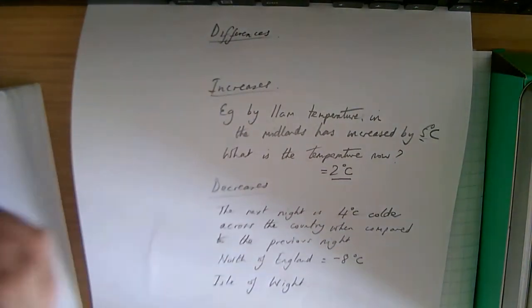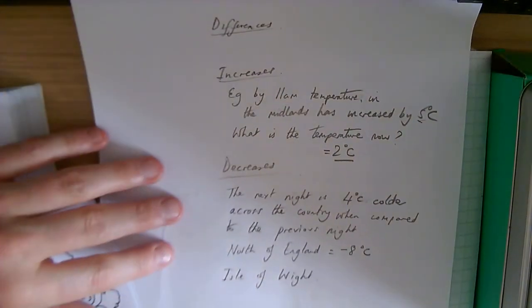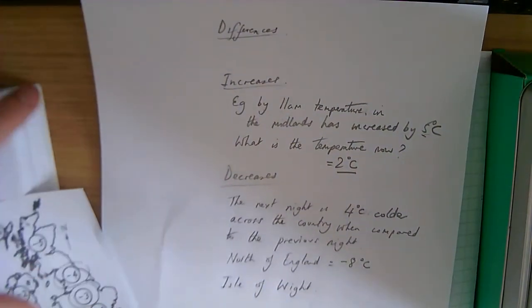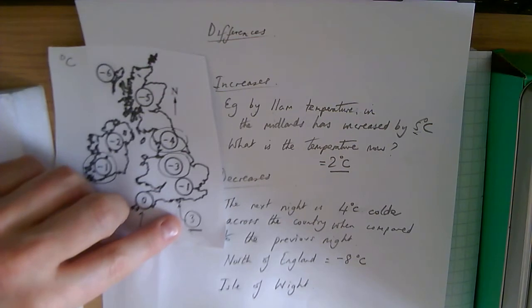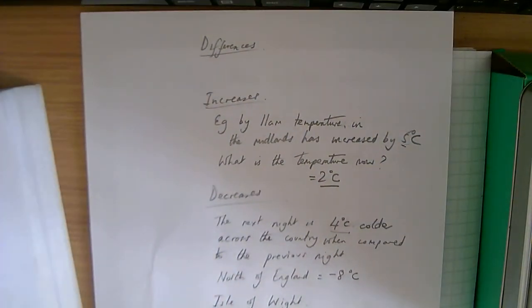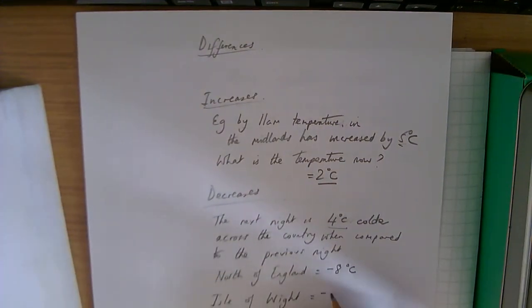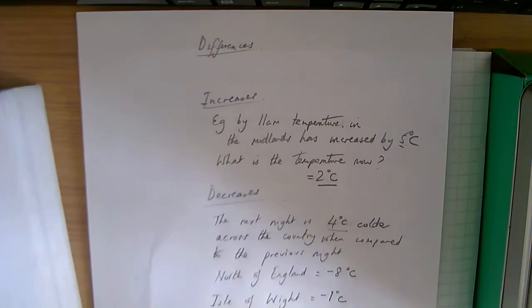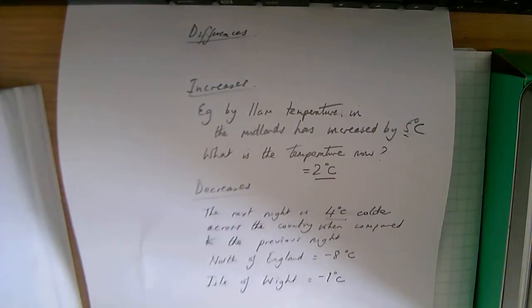We're going to work out the next one for the Isle of Wight without using the number line. We know that in the Isle of Wight the night before it was 3 Celsius, but tonight it's 4 degrees colder across the whole country. So I'm going to use my fingers to count back from 3, count back 4. So we count 2, 1, 0, negative 1. I've counted 4 on my fingers, so I'm going to stop. So the temperature the next night is negative 1 degrees Celsius in the Isle of Wight.